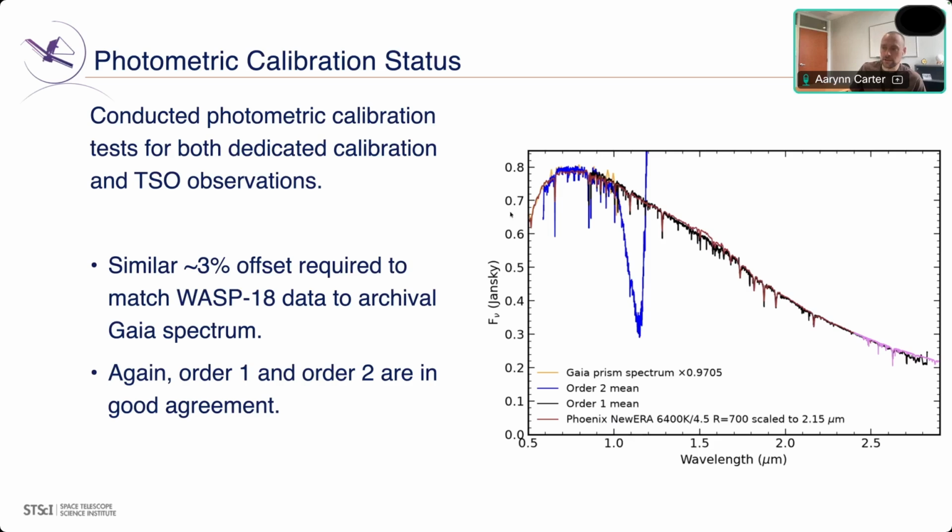One nice thing we do see is that we can grab the Gaia spectrum for this source as well. And with a kind of 3% offset, we match very nicely to our observations. So again, a similar 3% offset. So something to be mindful of.